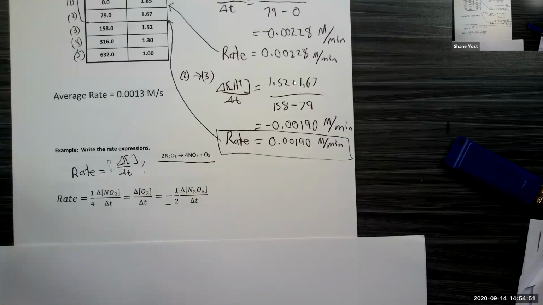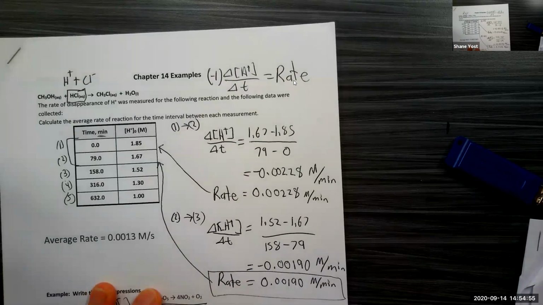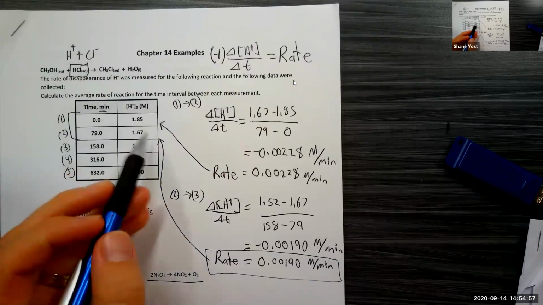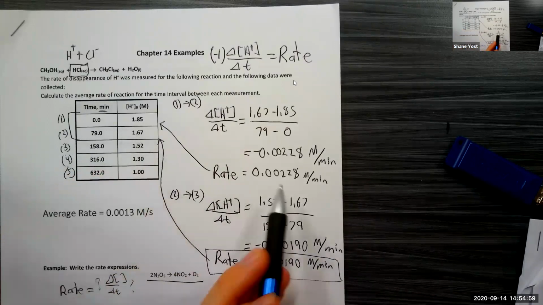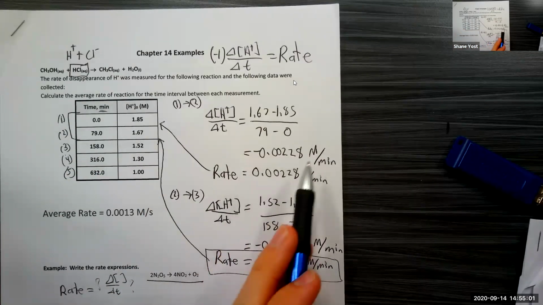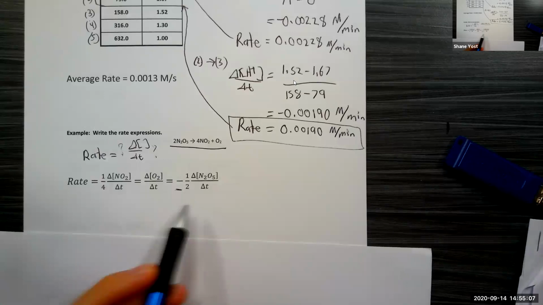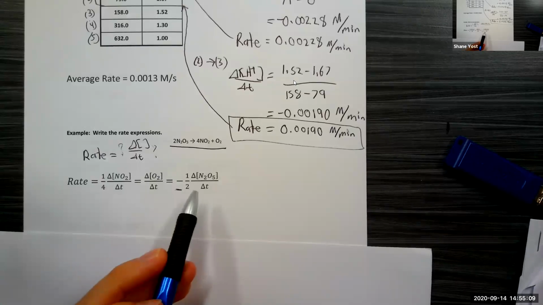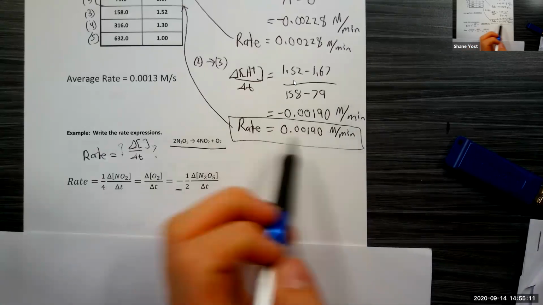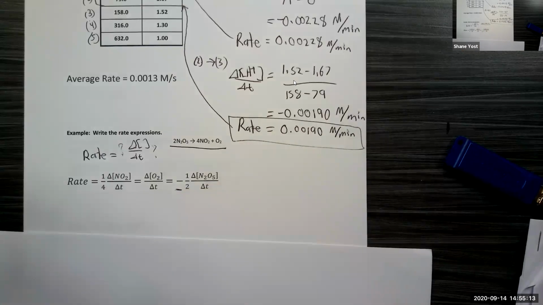Yeah, so you do need the minus sign because, in this example, if you measure the rate of change of H plus, you get a negative value, but your rate is always defined as a positive. So you need these negative signs in these relationships to ensure that you have the correct sign for your rate. Okay.